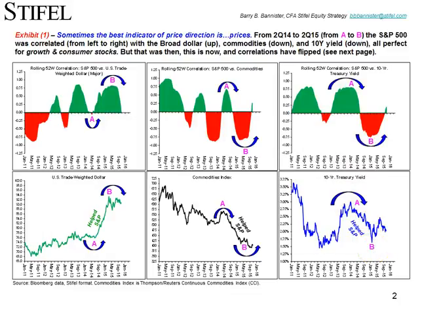Now, if I were to describe an environment that would be absolutely perfect for growth stocks and consumer stocks, it would be the dollar up, commodities down, and the 10-year yield down. And in effect, that's what we had, but that was then, this is now, and sometimes the best indicator of price direction is prices. So let's look at what's happening now.